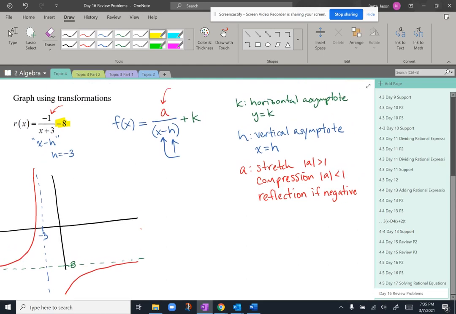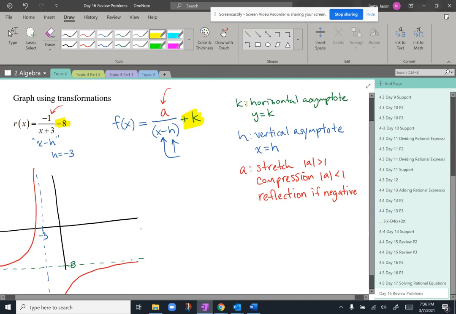So to review, when you've got a rational function, you want to look at those three different key features in the function itself to show you what kind of transformations are happening. The first is that k value, which corresponds to a horizontal asymptote. The second is that h value, which represents a vertical asymptote. And the third is that a value, which could be a stretch or a compression or a reflection.